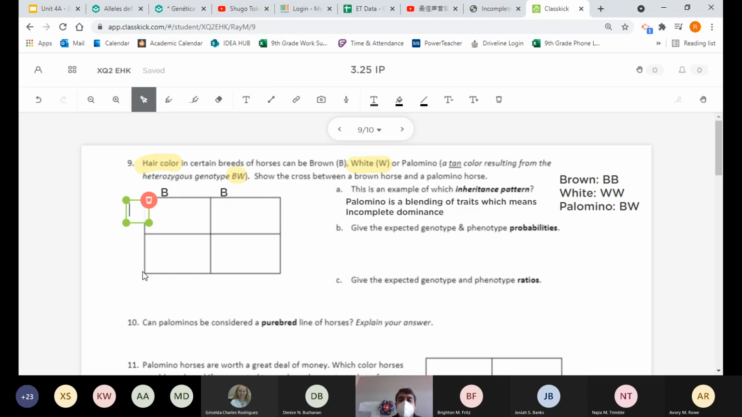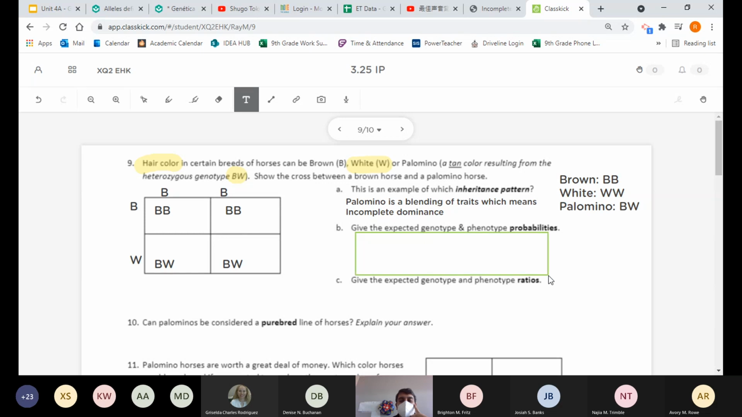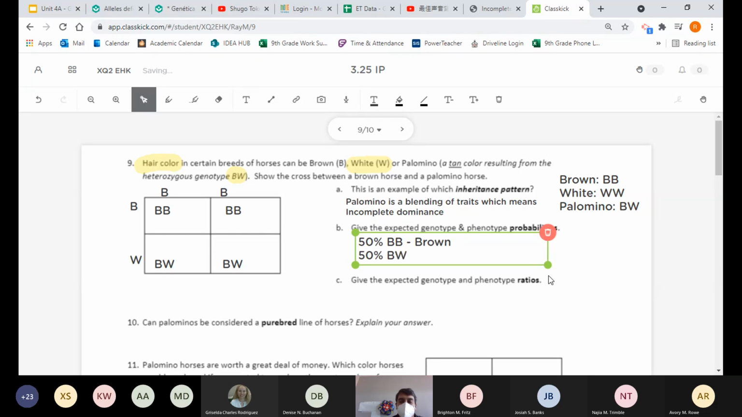So show that a cross between a brown horse and a palomino horse. There we go. Those are our two genotypes. So you cross them. You have big B, big B, big B, big B, big B, big W, big B, big W. So remember that big B is going to be brown, whereas big B, big W is going to be palomino. So what does that mean? It means 50% big B, which is brown, 50% big B, big W, which is palomino.